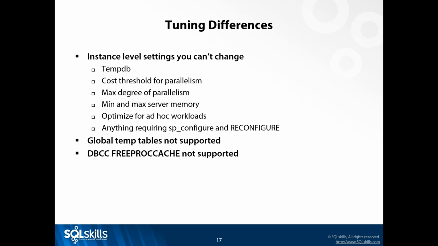You can't modify cost threshold for parallelism. You can view it and it's still set to 5, but you can't change it. Max degree of parallelism, min and max server memory, optimized for ad hoc workloads. Anything requiring an SP configure or reconfigure is off limits. You just can't do it. Global temp tables are not supported.